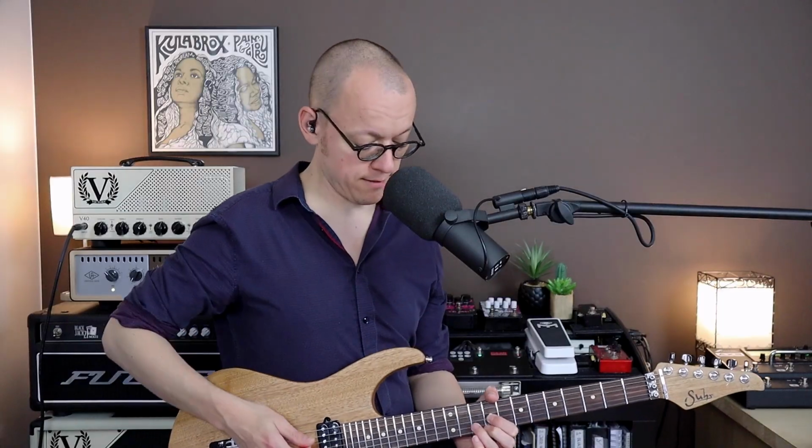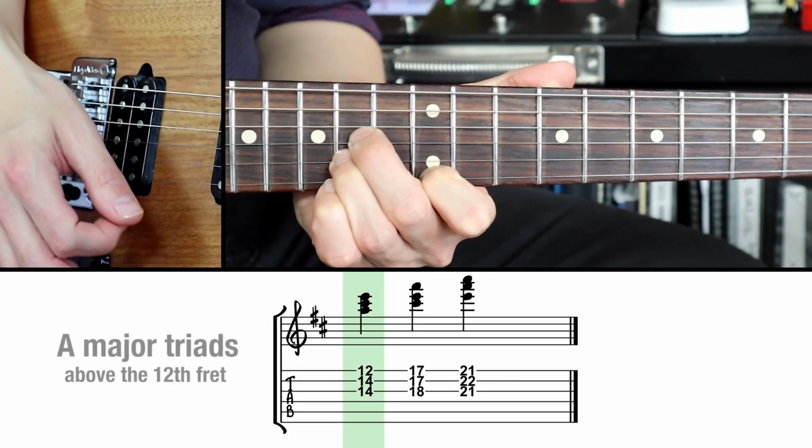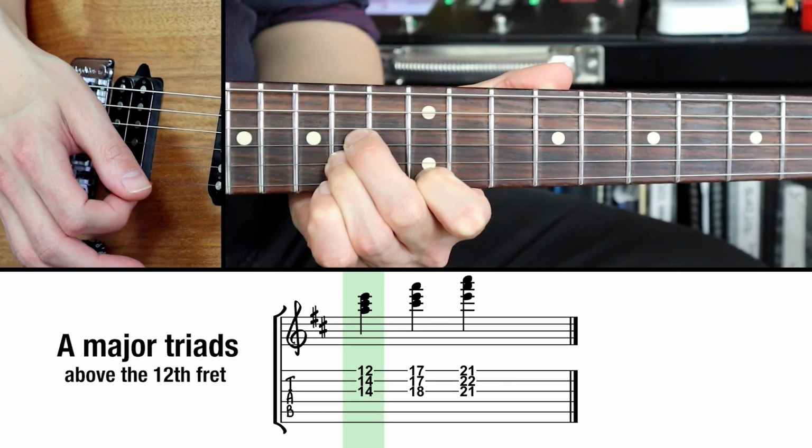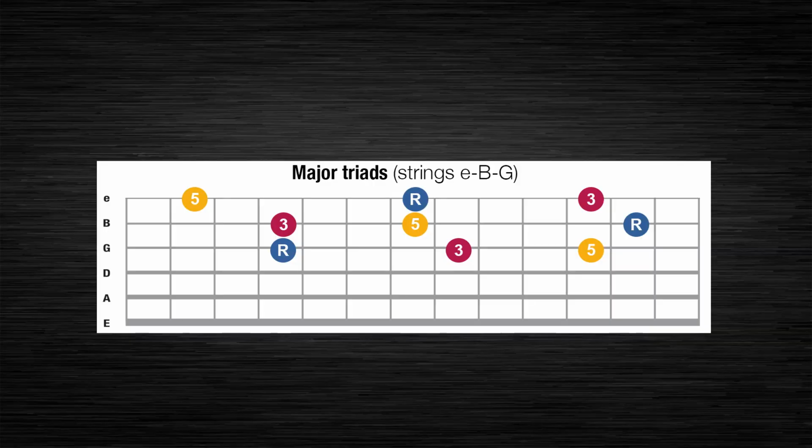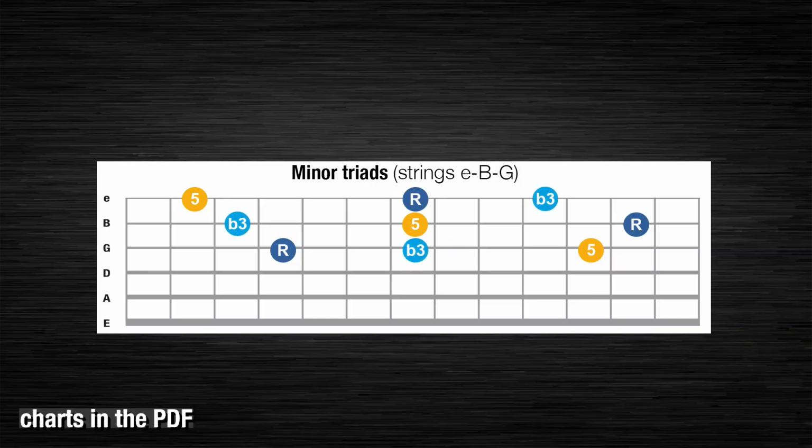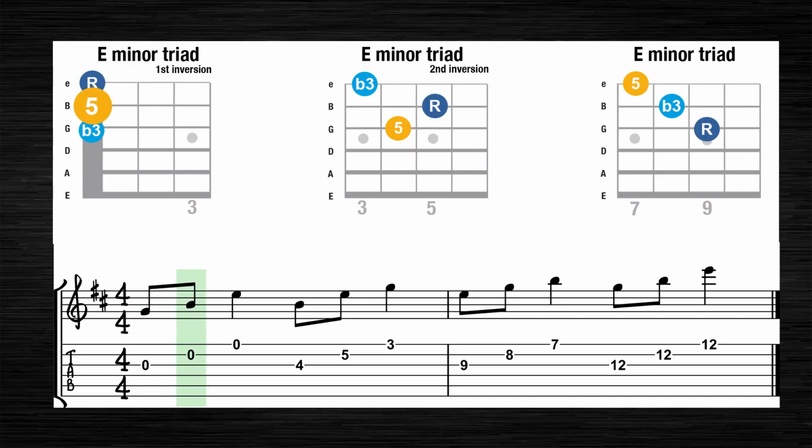And after the 12th fret, everything just repeats, and so on. For minor chords, we have minor triads. The only difference between major and minor chords is that the third interval is lowered a half step. So that means we have to lower each third in the pattern half a step. So for example, for E minor, these are the minor triads.